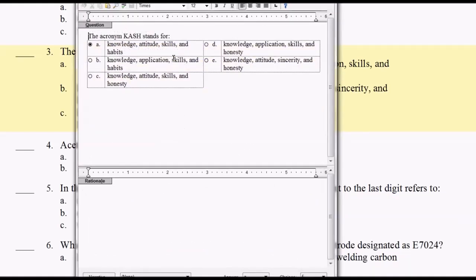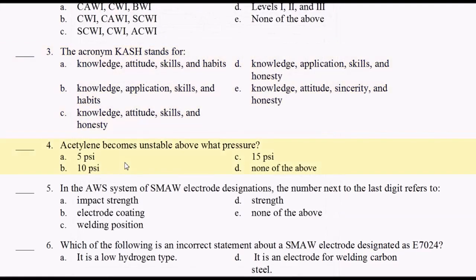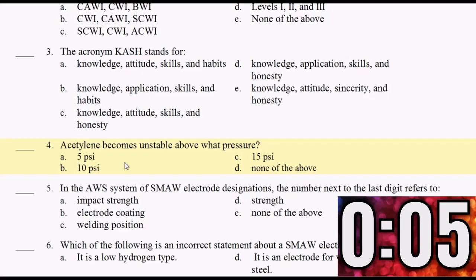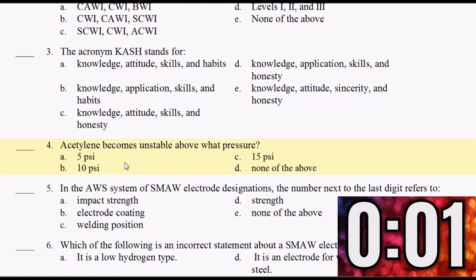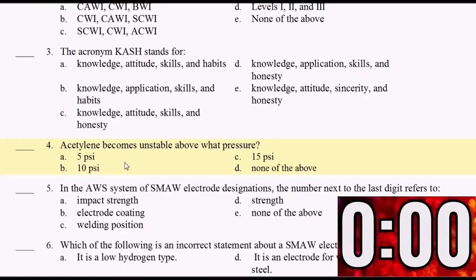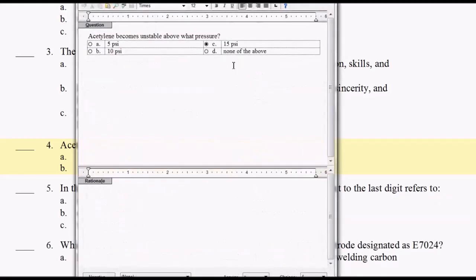And the answer is A. Knowledge, Attitude, Skills, and Habits. Number 4. Acetylene becomes unstable above what pressure? A. 5 pounds per square inch. B. 10 pounds per square inch. C. 15 pounds per square inch. Or D. None of the above. The answer is C. 15 pounds per square inch.